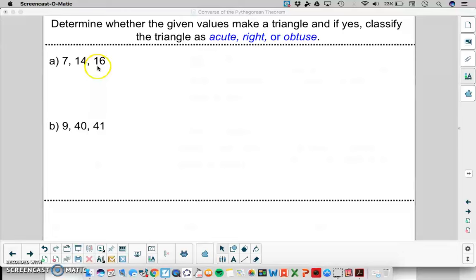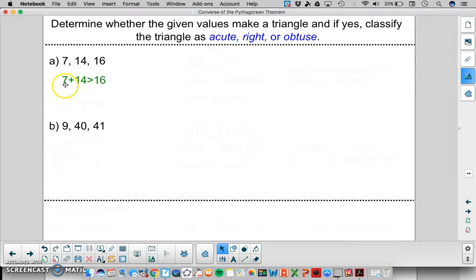So 7, 14, and 16. Remember how to test whether or not we have a triangle. We add the 2 smaller sides together, and they have to be bigger than the third side. 7 plus 14 is 21, and so 21 is definitely bigger than 16, so the lengths can form a triangle. Once we know they form a triangle, we then test our converse of the Pythagorean theorem. We say that 16 is the longest side, so that's going to be our c value, and 7 and 14 are going to be a and b.